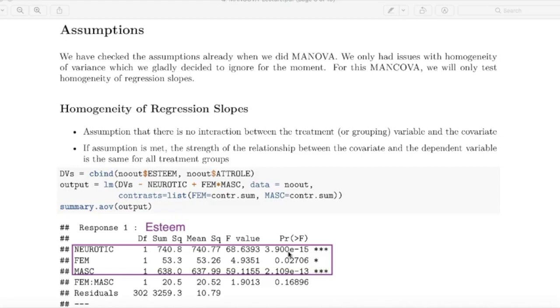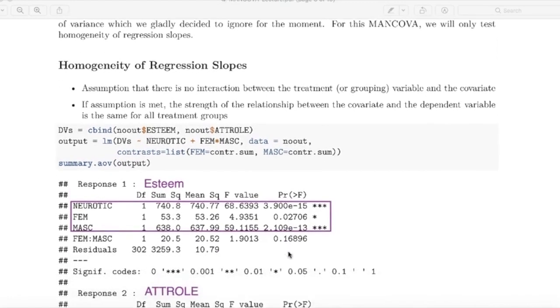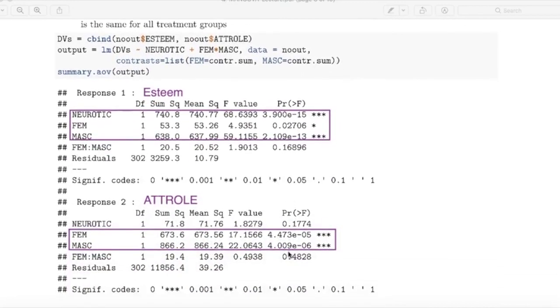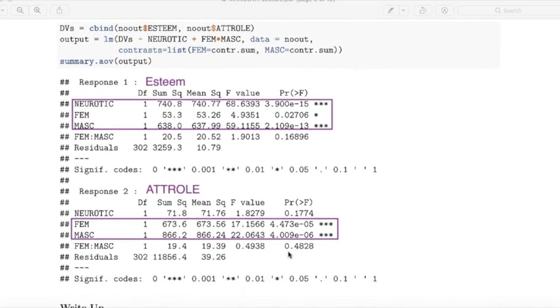It's very easy to check for regression slopes. I did a whole piece of code just for it, but you could have checked it just in the Manova. I'll show you when we get there. So the first thing I did was create a new variable called dvs, which is where I'm going to store the two dependent variables for this analysis. So it was esteem and attitudes towards women's roles.